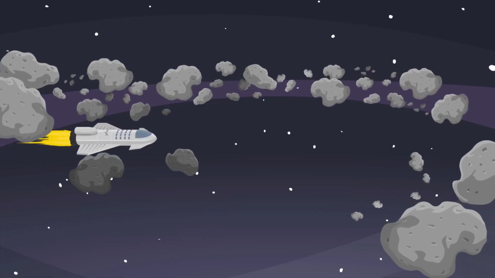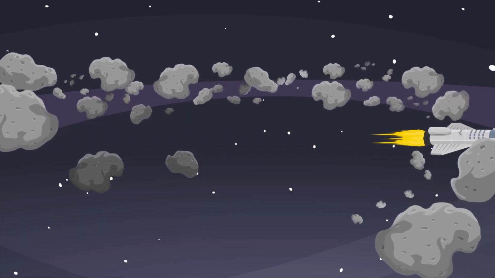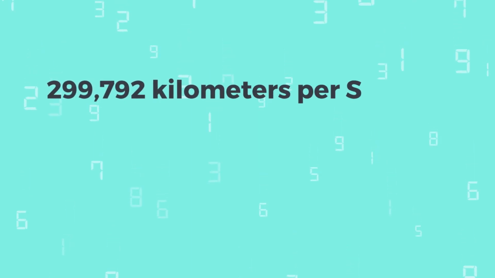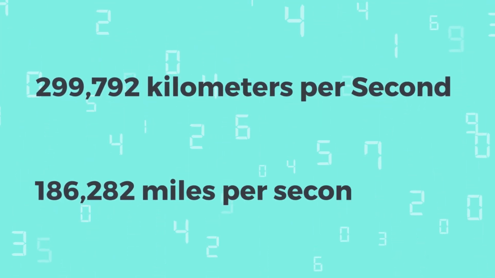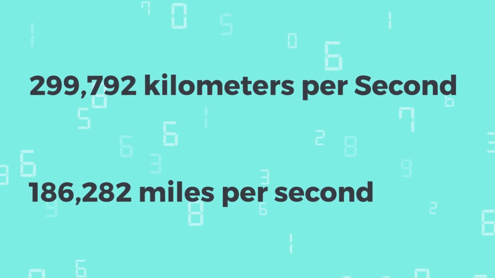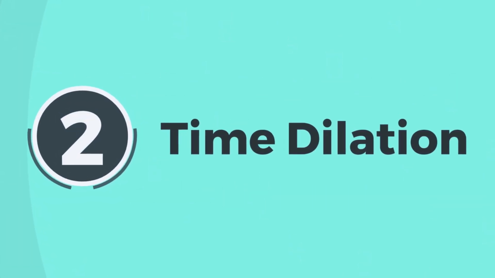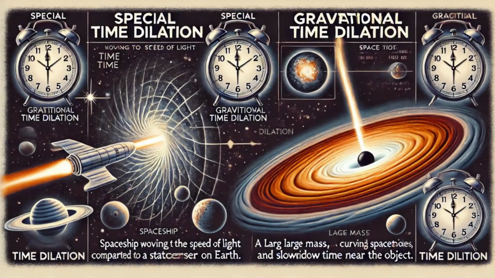No matter how fast you're moving, the speed of light is always the same, about 299,792 kilometers per second, or around 186,282 miles per second. Two, time dilation. Here's where things get interesting. When you move close to the speed of light, time actually slows down for you compared to someone who's not moving as fast.